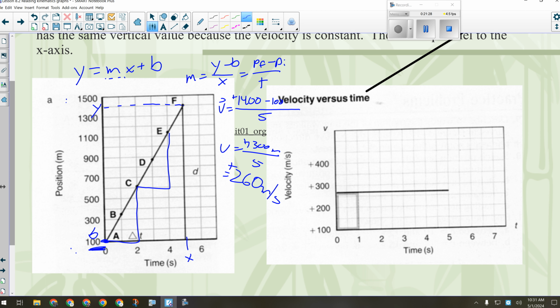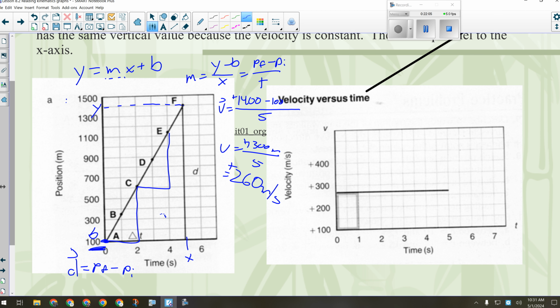Could I calculate the displacement on the position time graph? What's the formula for displacement? You guys are getting shy on me. Displacement is final position minus initial position. I actually already did that up here, didn't I? I needed the displacement to get the velocity.